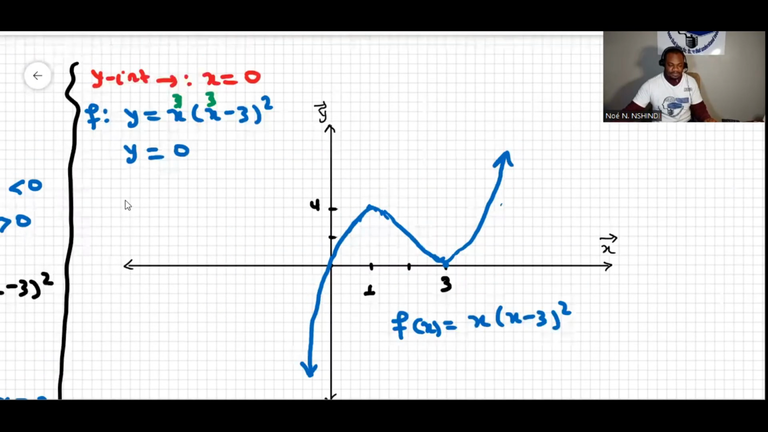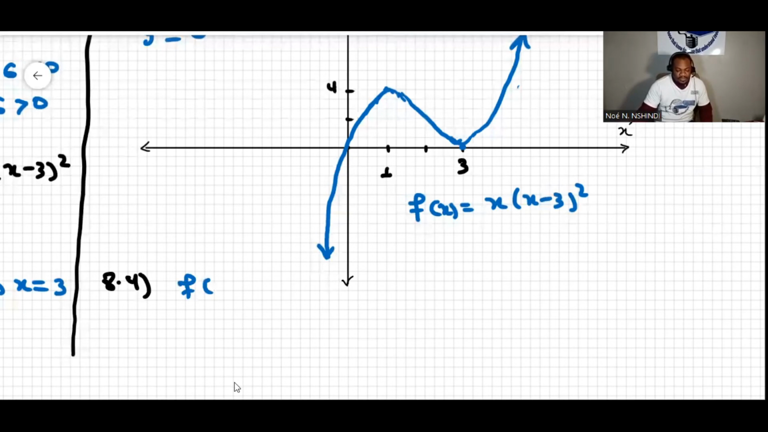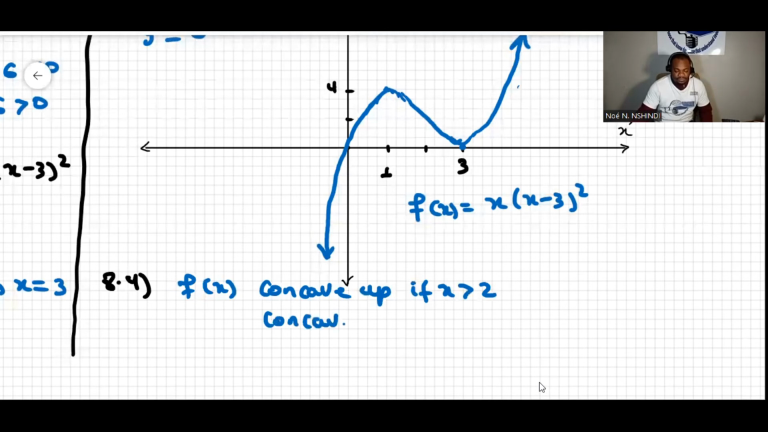So this will be over here on the right, question 8.4 on the right. Okay, let's first write f of x is concave up if x is greater than 2. I don't need to say concave down, you didn't ask me that.